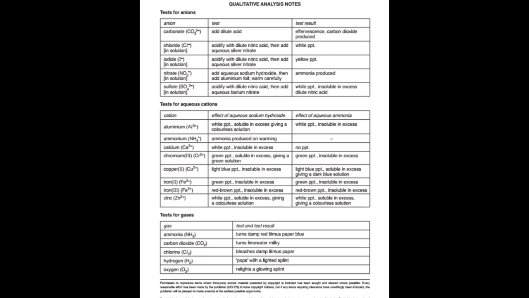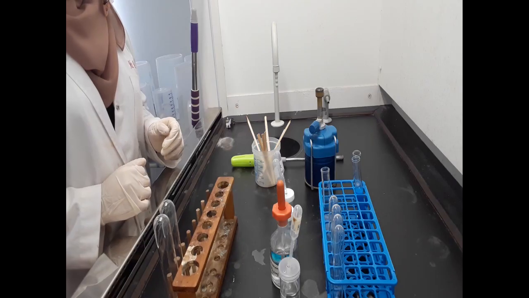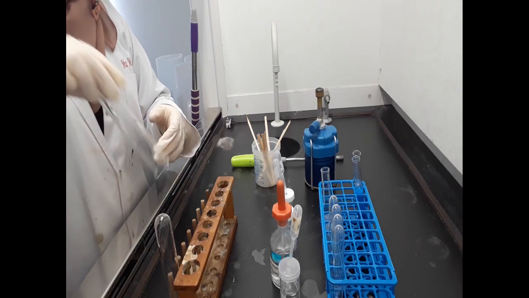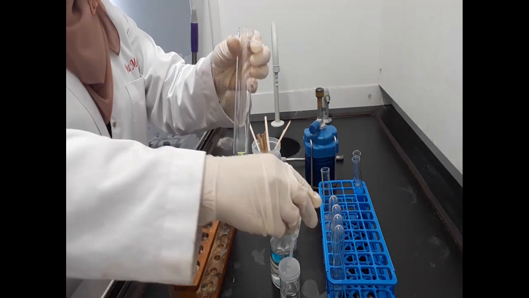So for R, I can say that it contains aluminum because in part 1, it gives white precipitate that is soluble in excess. And in part 2, it gives white precipitate that is insoluble in excess. Therefore, according to the qualitative analysis notes, the cation is aluminum and not zinc. Now, moving on to question 2c for solution R.